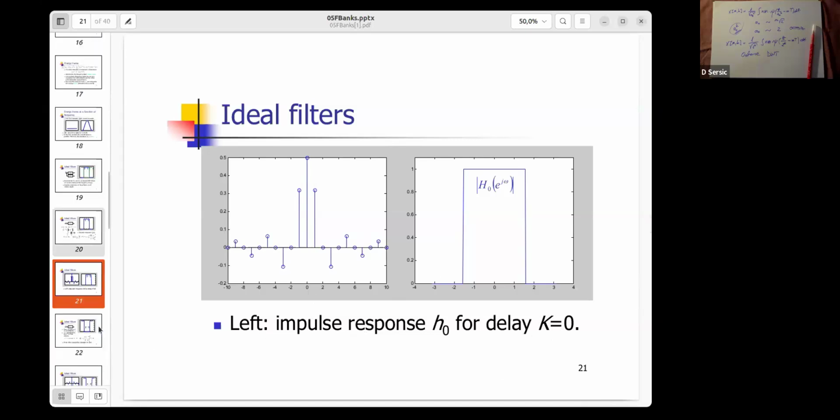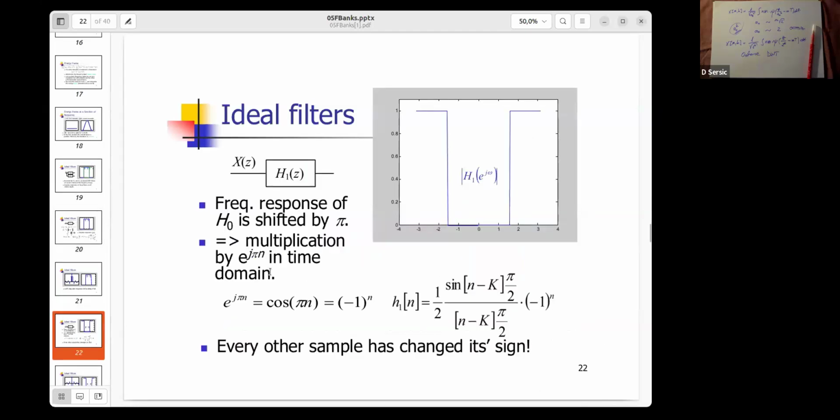Okay, nice. How about the other one? This curve is actually the shifted low pass, but shifted by pi. So shifting by pi in the frequency domain corresponds to multiplication with e to the j pi n in the time domain. This is the same as the sequence -1 to the power of n, which means every second sample must reverse its sign. So we have actually this.